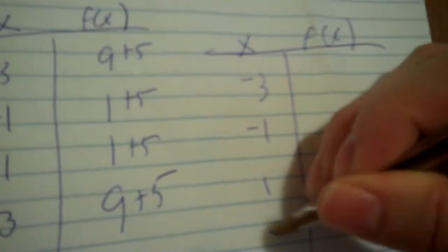So x, the original function, is -3, -1, 1, 3, with outputs 9, 1, 1, 9. Well, 5 units up means we just add 5 to the function output. So we have x, f of x. -3, -1, 1, 3: 9 plus 5 is 14, 1 plus 5 is 6, 1 plus 5 is 6, 9 plus 5 is 14.